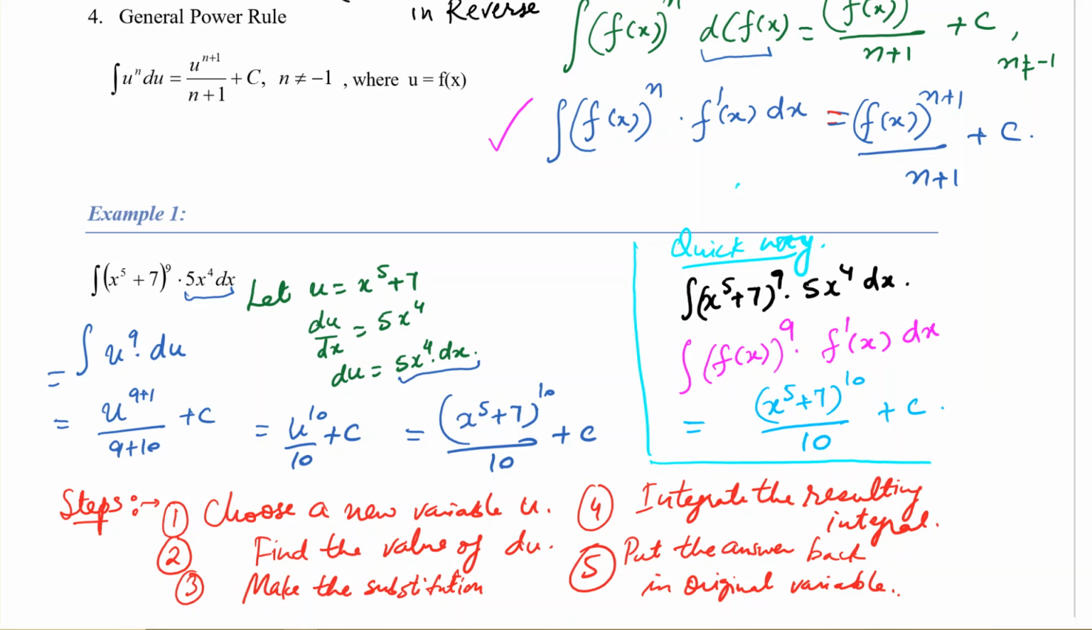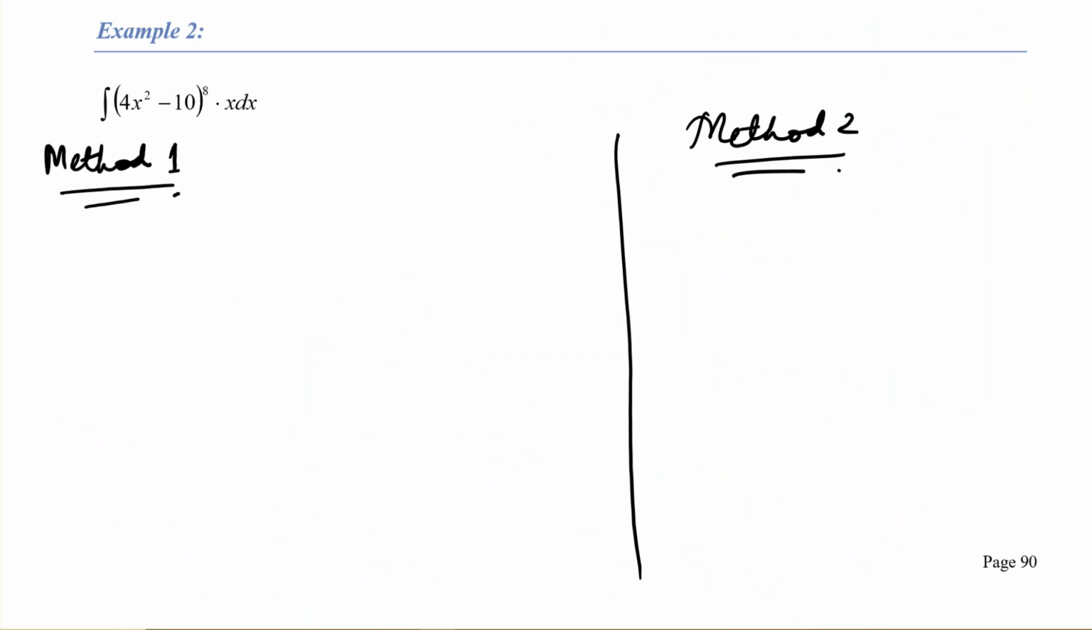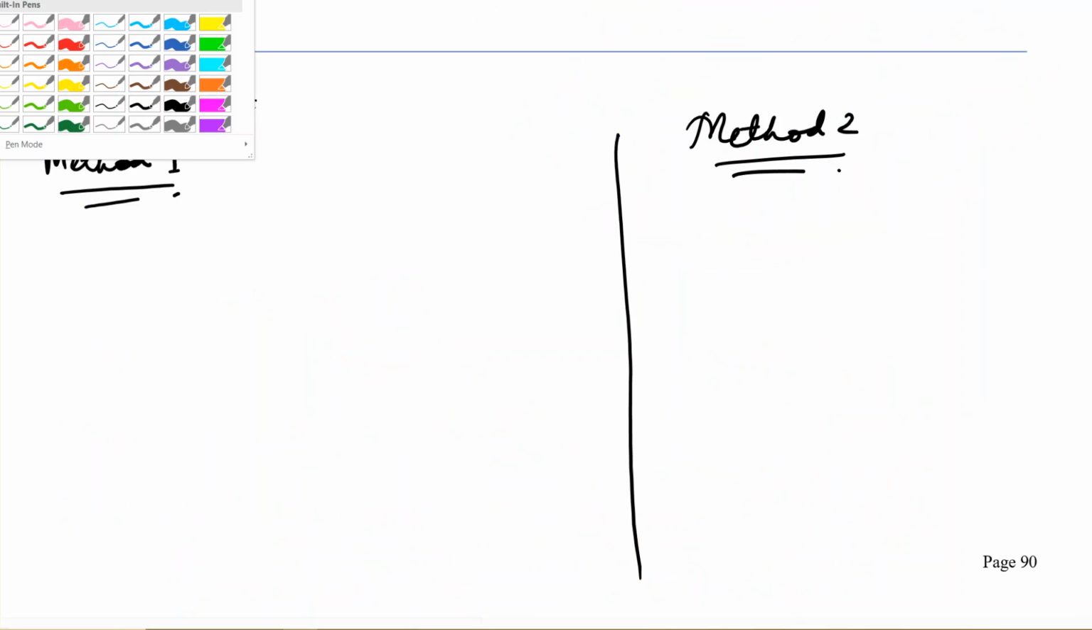So basically, you have a function raised to power n and you have the differential of the function. If you have this form, you can simply do the function raised to 1 power more, divided by the new power. Again, let's do one more example. Let's first do it step by step with all the steps.